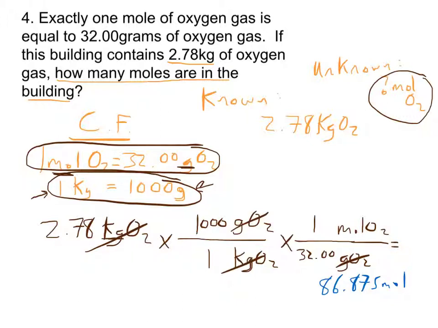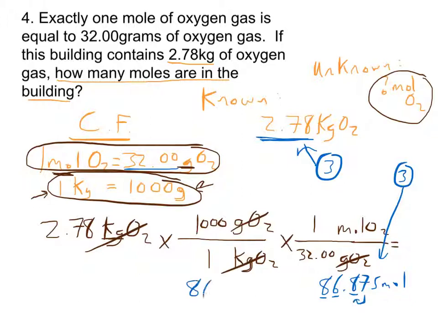Well, this is not exactly correct because you need to look back and figure out how many significant figures you are going to use to answer this. If you look back, the original known had 3 significant figures. The only other thing that was measured was the 32.00 grams of oxygen in 1 mole. So since this is 3 significant figures, your final answer has to be to 3 significant figures. So you're going to round this to 86.8, but this 7 rounds the 8 up, so the final answer will be 86.9 moles of oxygen gas.